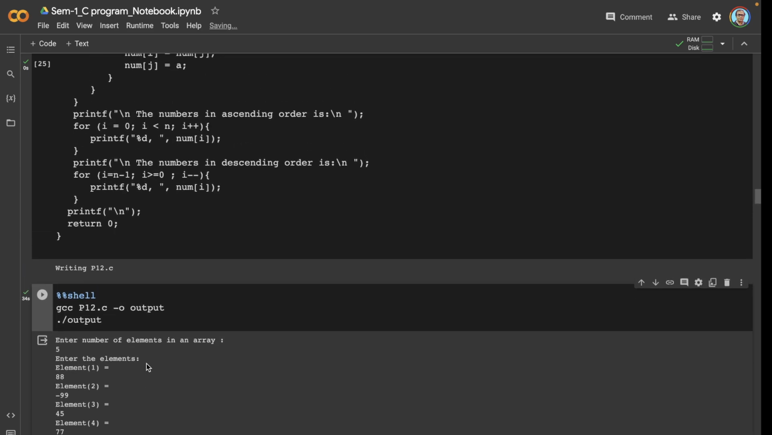But be careful: when you use i plus plus, you must put i less than n. Here with i minus minus, because i equals i minus 1, you must put i greater than or equal to 0. If you put i less than or equal to 0, then you cannot get the descending order.